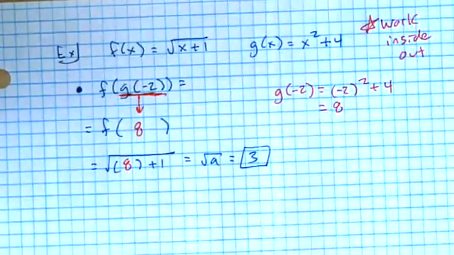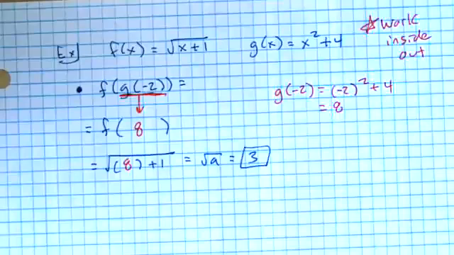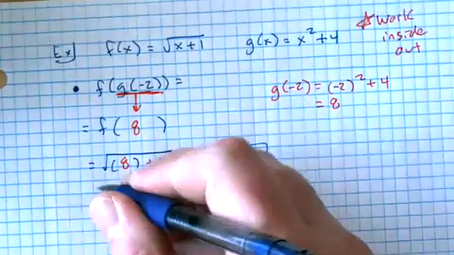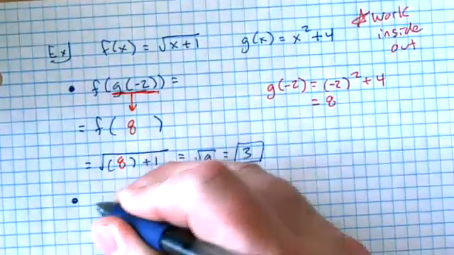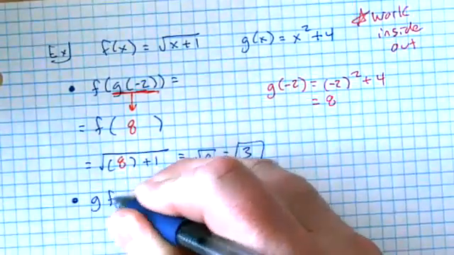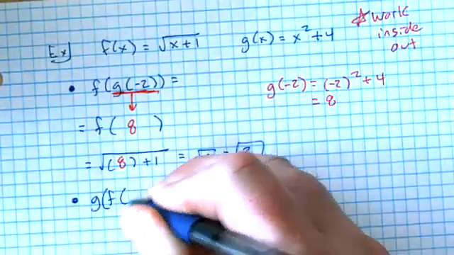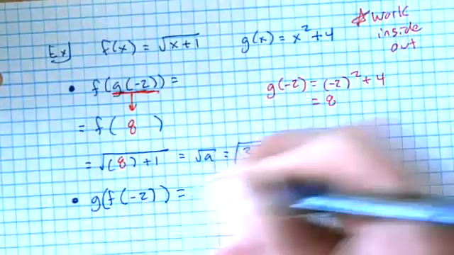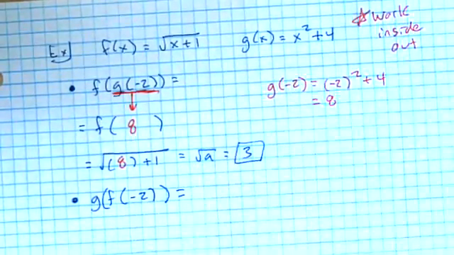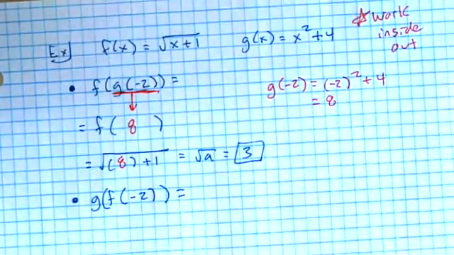Are we feeling okay so far? Questions? Right. All right. I like your idea. Let's do that. Let's do g of f of negative 2. Could you guys try this one for me? See if you can do this one on your own. Same idea. Start.